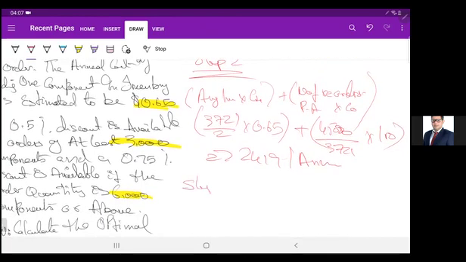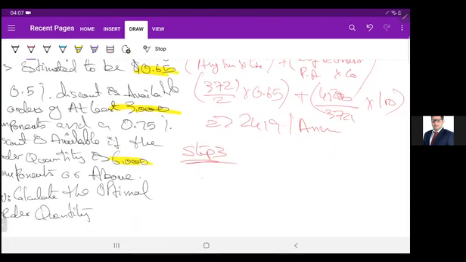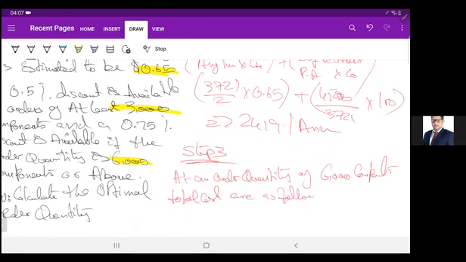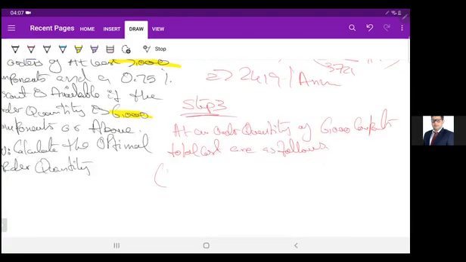Third step, step 3. What will be step 3 now? At an order quantity of 6,000 components, total costs are as follows. 6,000 multiplied by 0.65 divided by 2 plus 45,000 multiplied by 100 divided by 6,000 is 2,700.